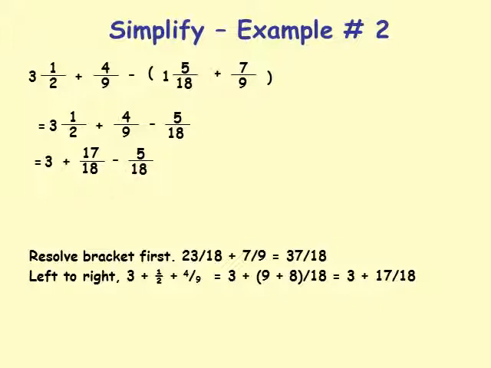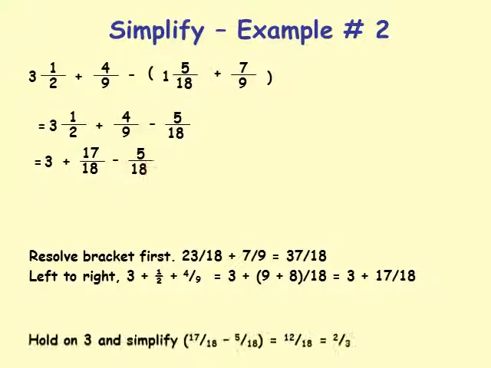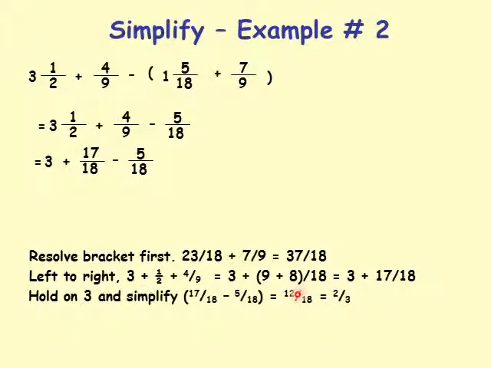I want to hold on to the 3 for a while and solve these first: 17 over 18 minus 5 over 18 is 12 over 18, which is equal to 2 over 3. So we end up with 3 as a whole number plus 2 over 3, and that is a mixed fraction with 3 as the whole number and 2/3 as the fraction part.